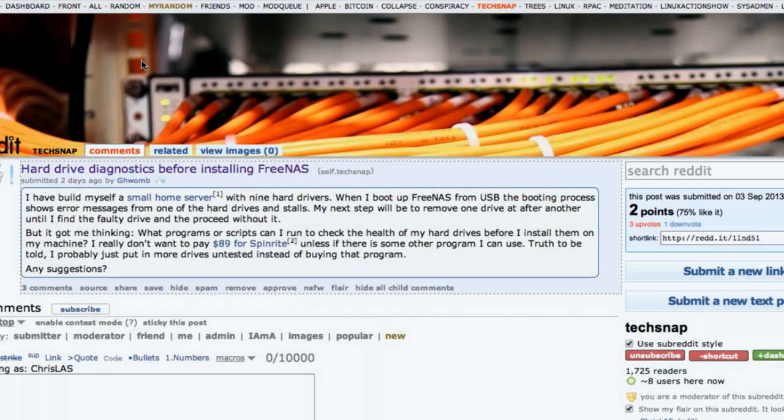Next question comes in from GWOOM in the IRC subreddit, and he has a question about hard drive diagnostics. He says, I've built myself a small home server with 9 hard drives. When I boot up FreeNAS from a USB booting process, it shows an error message from one of the drives, and then it stalls. I guess my next step will be to remove one drive after another until I find the faulty drive and proceed without it. But it got me thinking, what programs or scripts can I use to check the health of my drives before I install them on my machine? I really don't want to pay $90 for SpinRite unless there's some other program I can use. Truth be told, I'd probably just put more drives in untested instead of buying that program.